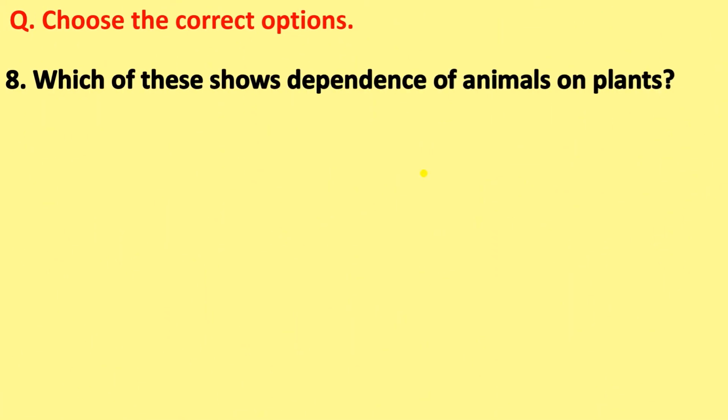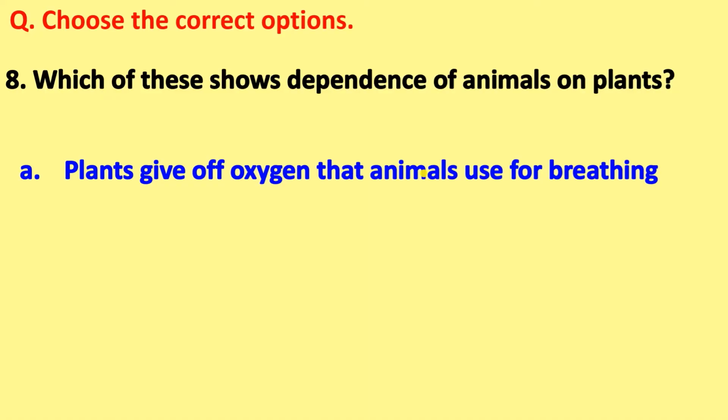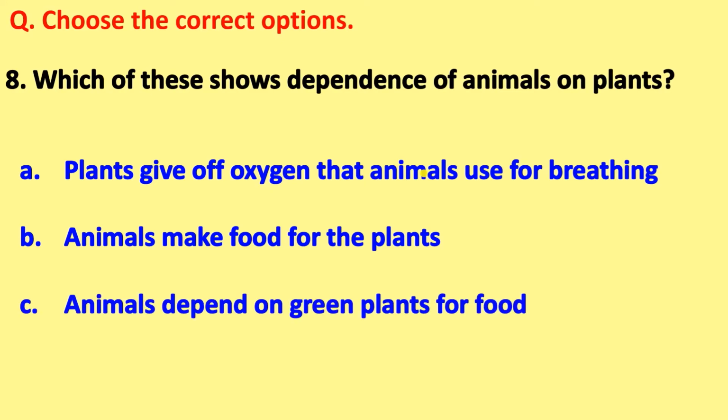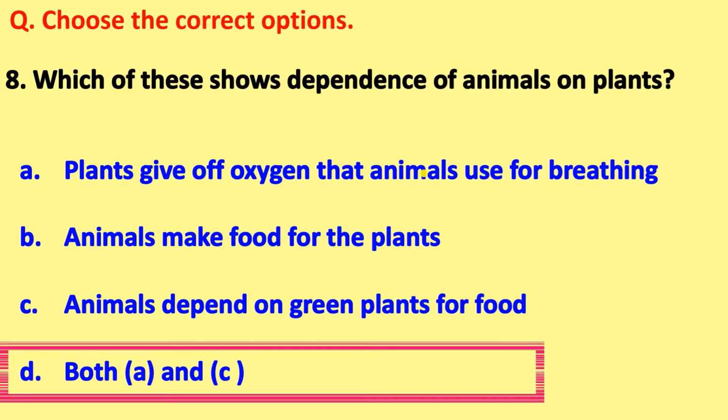Next, which of these shows dependence of animals on plants? Plants give off oxygen that animals use for breathing. Animals make food for the plants. Animals depend on green plants for food. Both A and C. The answer is both A and C.